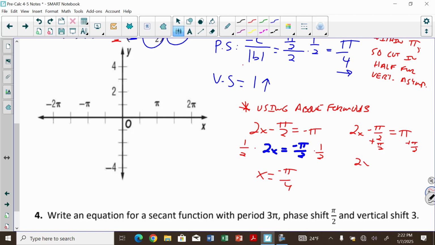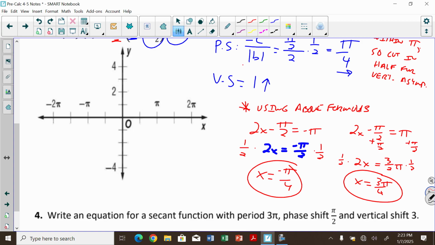I skipped that step on the last one. So you have 2x equals pi plus pi over 2, which is 3 over 2 pi. Then multiplying by 1/2, or dividing by 2, gives me x equals 3/4 pi. So these are my vertical asymptotes. When I do this one, I have to draw them in there. I've got negative pi over 4, which is going to go over here.